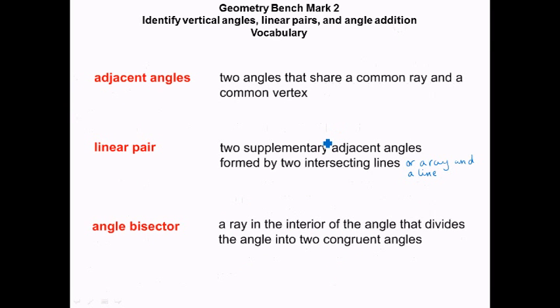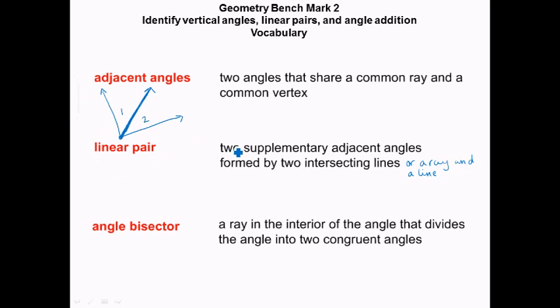Okay, so adjacent angles. Think about if you live in an apartment or a duplex and you share a wall with your neighbor, as annoying as that is. That's what adjacent angles do. They share a wall. So when you talk about adjacent angles, I can have two angles and they share this common ray and a common vertex. This is the part that they share. So they're touching each other. So vertical angles are across from each other, adjacent angles are touching each other.